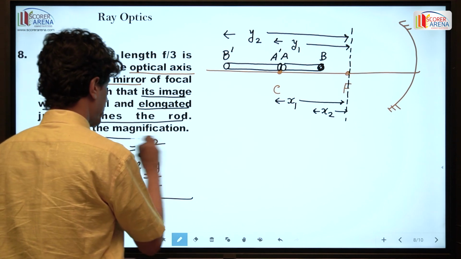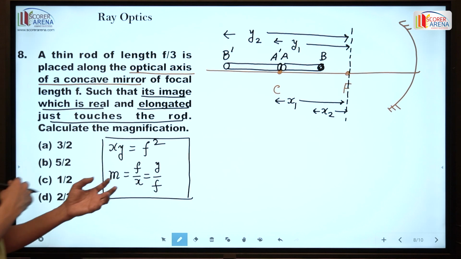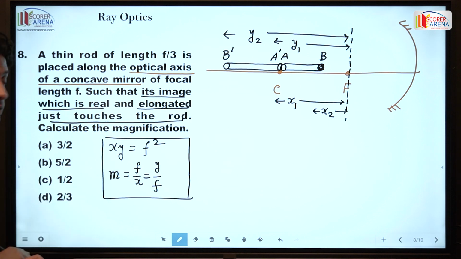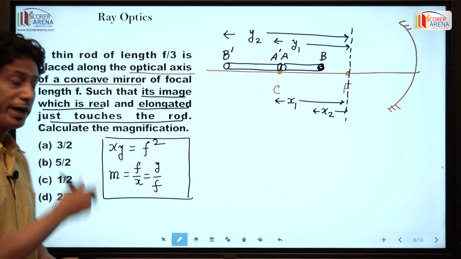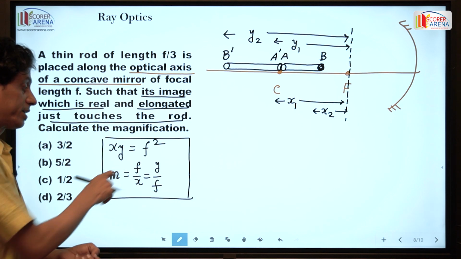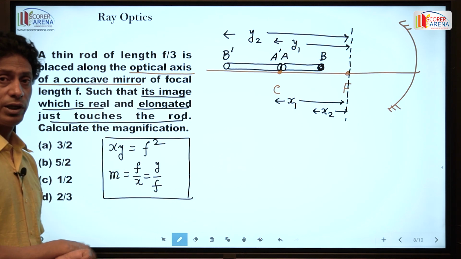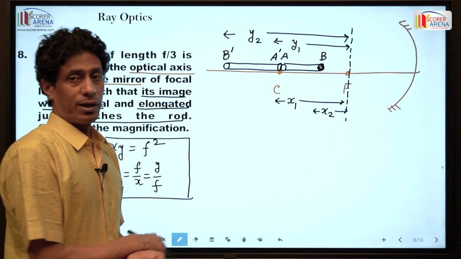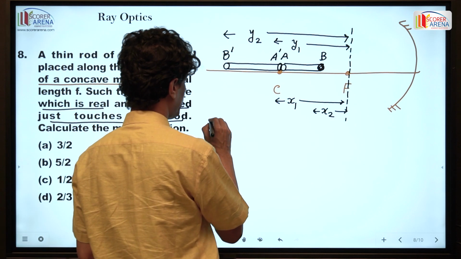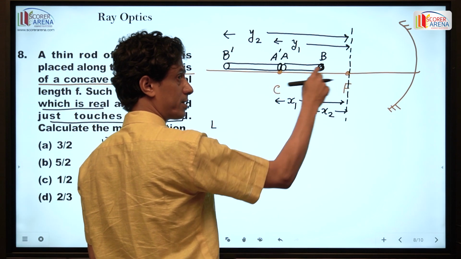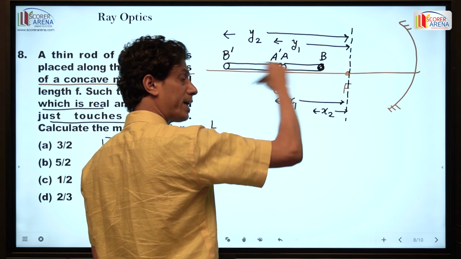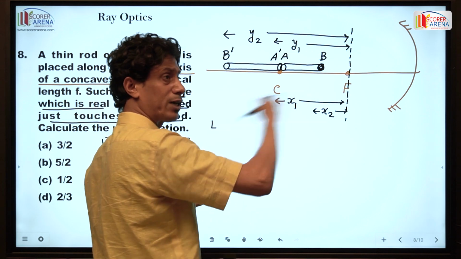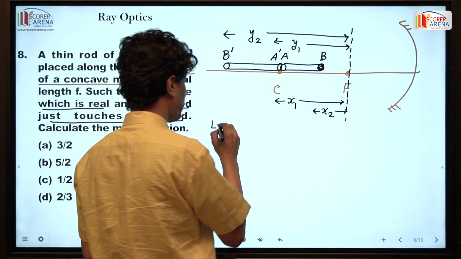So in the Newtonian concept, if the distances of object and image are measured from the focus, then we can say xy is equal to f square, and the linear magnification is f by x equal to y by f. It was already discussed in the previous problem. Here, since this object is lying along the principal axis or optical axis, you have to find out the longitudinal magnification.